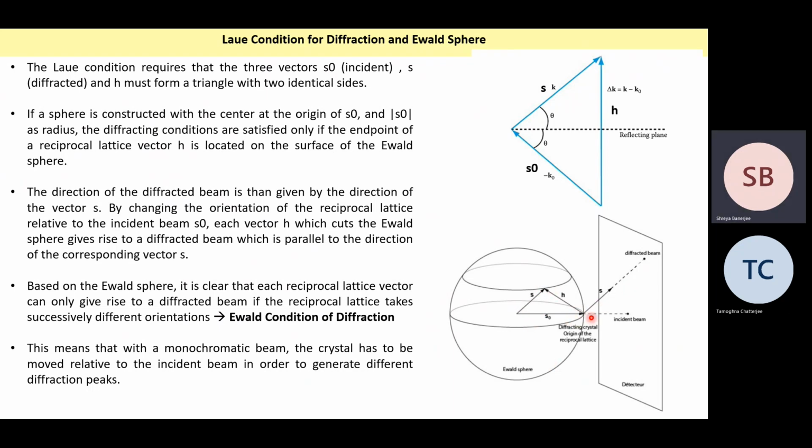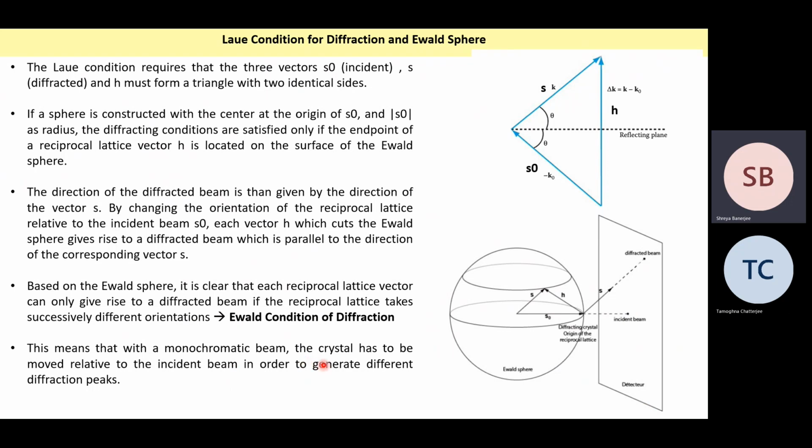H can have infinitely different directions, and according to that H, you will have a corresponding direction of S, and you will get different corresponding spots on the detector. So this is the Ewald condition of diffraction.